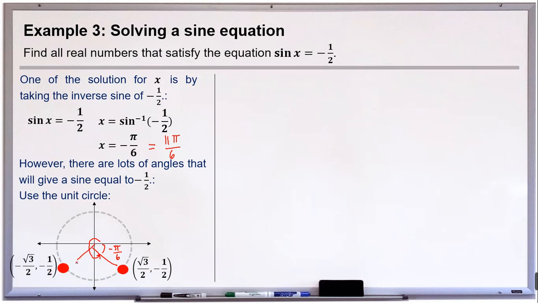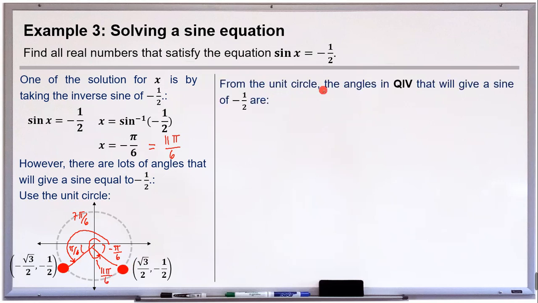Now the angle for this is pi over 6. In standard position, the coterminal angle for this one is 7 pi over 6. So we have 7 pi over 6 and 11 pi over 6 for this one right here.